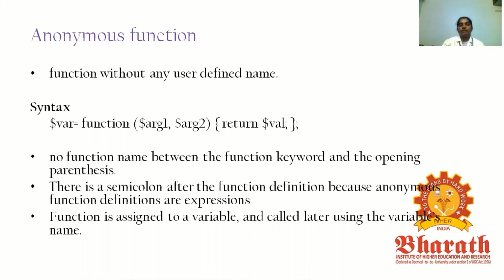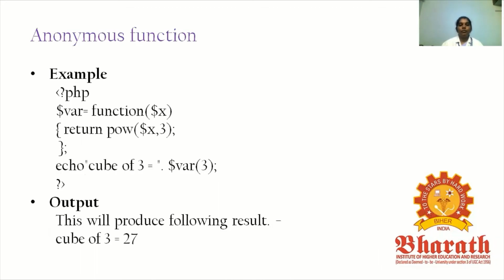Function of arguments, then return value. The points: no function name between the function keyword and the opening parenthesis, and there is a semicolon after the function definition, because anonymous function definitions are expressions, so you should add a semicolon at the end of the function. So the function is assigned to a variable and called later using the variable name.